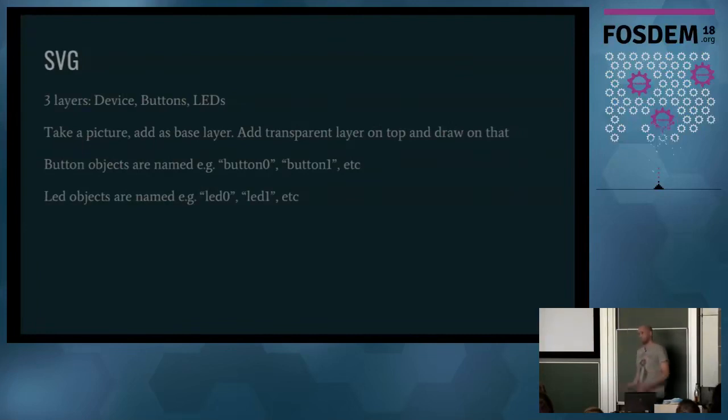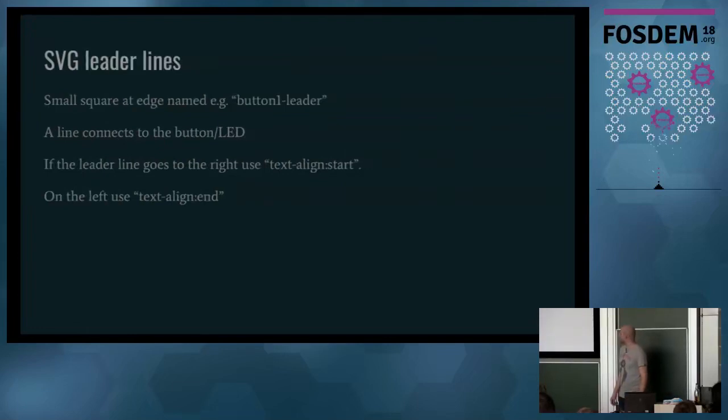The easiest way to do the SVGs is basically to just take a picture of the mouse from above, put it into the lowest layer of the SVG, put another one on top, make that semi-transparent, and then start drawing on top of that so you get the right shapes. And then you name them, where if you draw a button, then you name it button 0, that's the left click button, and button 2 for right, etc. And also for the LEDs, that is what Piper will use to figure out what to change.